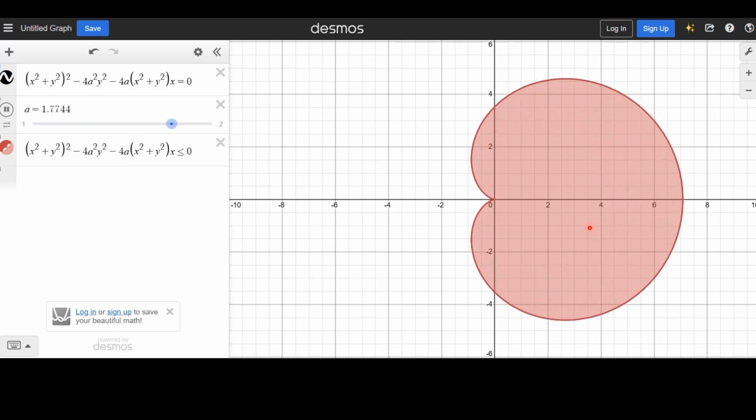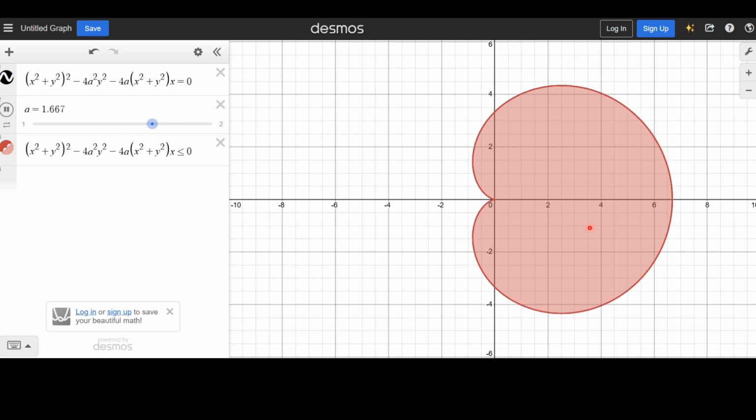So we see that we can use a Cartesian equation to plot this cardioid using Desmos. Feel free to, this is a free online software. Just type in Desmos on your Google and it could take you there, and you can play around with this equation.